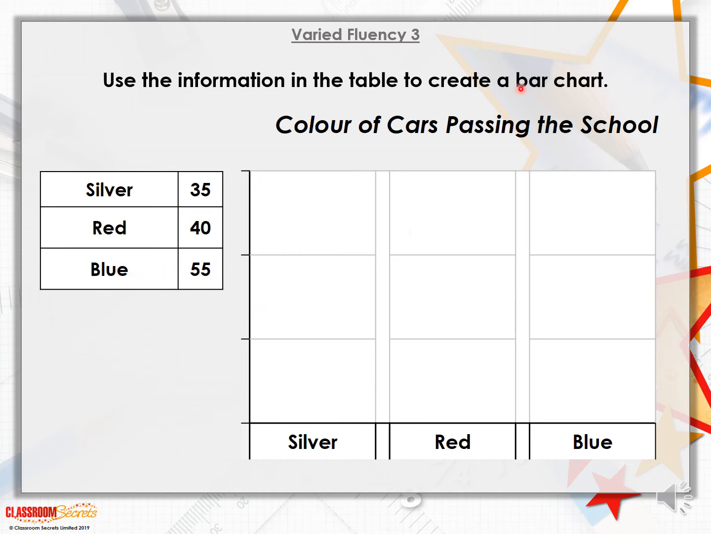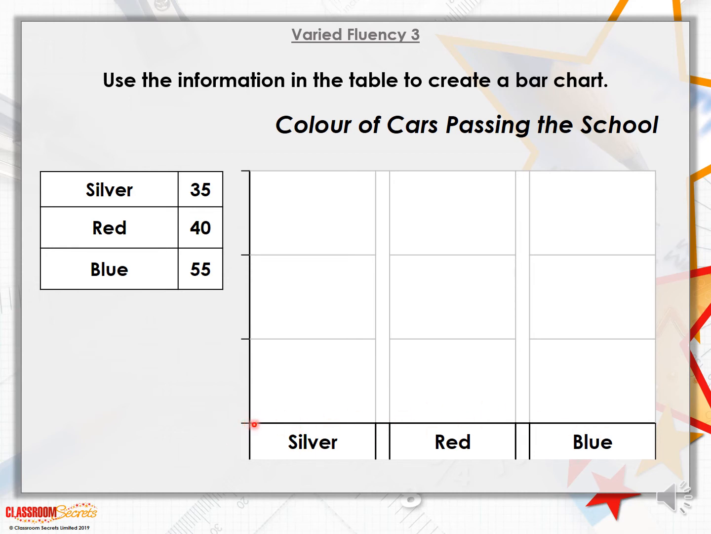Okay, we have to create a bar chart. So I know when I'm looking at the silver one, I need to make sure that is 35 for my bar. And red, I need to make sure that's 40, and blue, I need to make sure that's 55. However, there's some things missing at the side here. The values are missing at the side. So, the very bottom line needs to be 0 because that's nothing there.